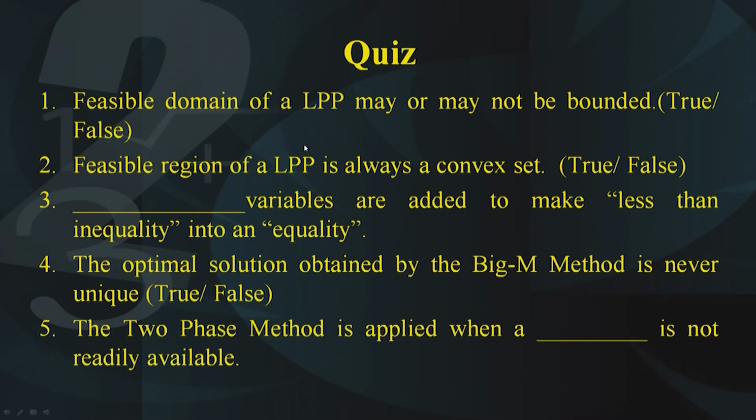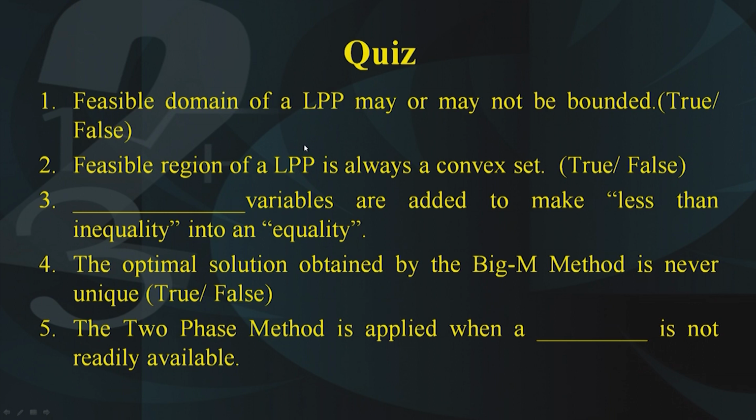Then comes the fifth question, the two phase method is applied when something is not readily available. So, that is something you have to fill. The two phase method is applied when a dash is not readily available.